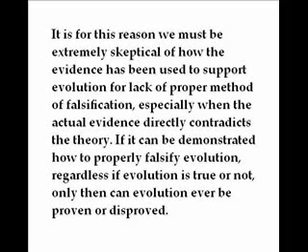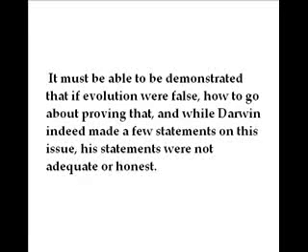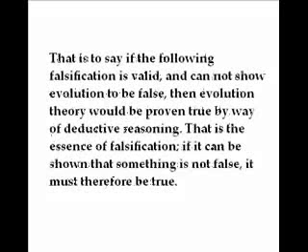If it can be demonstrated how to properly falsify evolution, regardless if evolution is true or not, only then can evolution ever be proven or disproved. It must be able to be demonstrated that if evolution were false, how to go about proving that, and while Darwin indeed made a few statements on this issue, his statements were not adequate or honest. That is to say, if the following falsification is valid and cannot show evolution to be false, then evolution theory would be proven true by way of deductive reasoning. That is the essence of falsification. If it can be shown that something is not false, it must therefore be true.